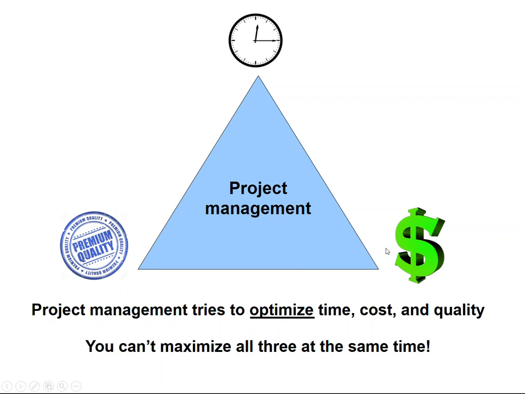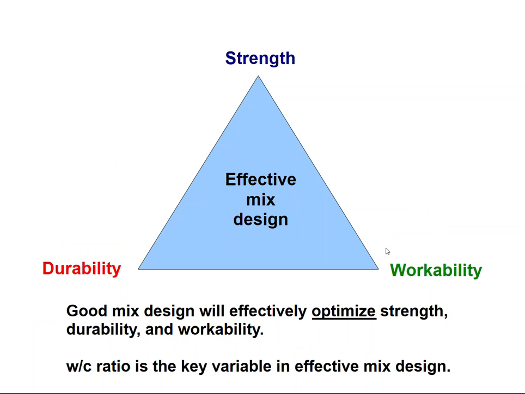And this is the challenge of any project manager, is where do we throw our resources, right? What do we want to maximize? And ultimately that answer comes from the goals of your client. So we can look at concrete mix design kind of the same way. We have three variables, or three properties, excuse me, that we're trying to achieve: strength, durability, and workability. And the goal of an effective mix design is to effectively optimize all three while not sacrificing any.